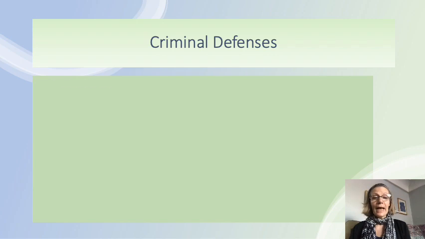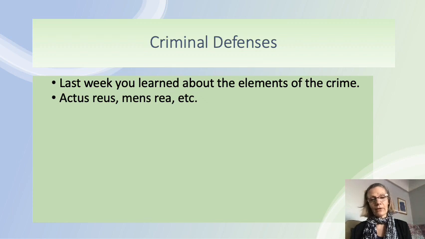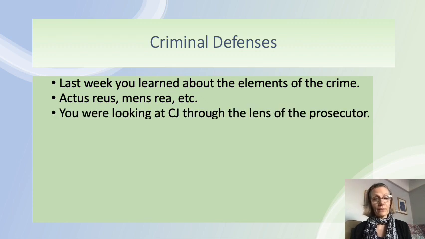Okay, so last week you learned about the elements of the crime. And so we learned about the actus reus, the guilty act or the criminal act, mens rea, the guilty or criminal mind, concurrence of the two, etc. And so, in many ways, you were looking at the criminal justice system through the lens of the prosecutor.